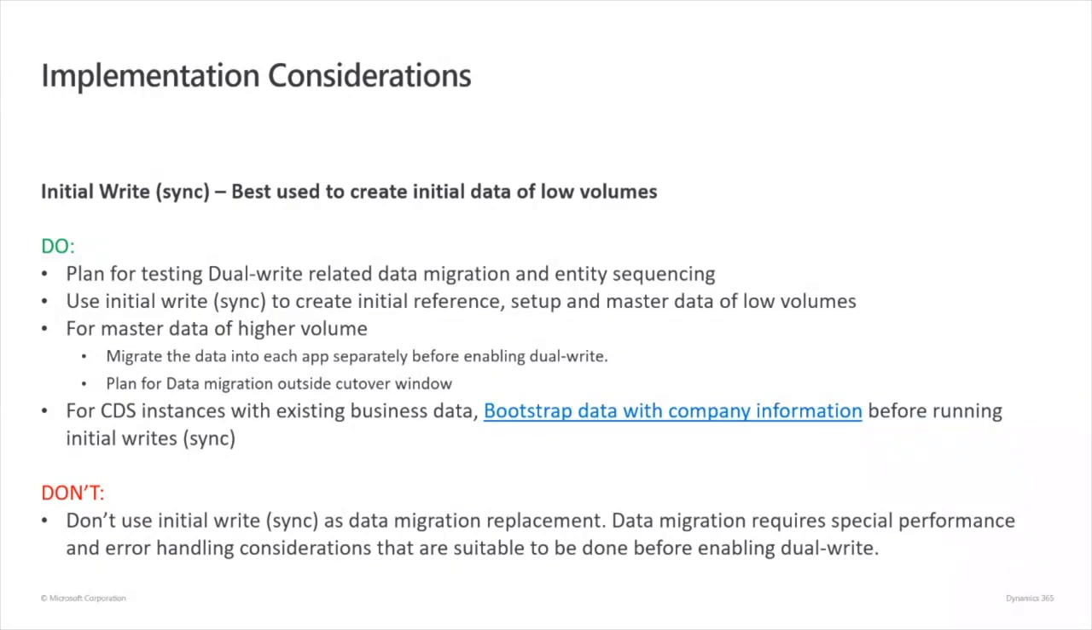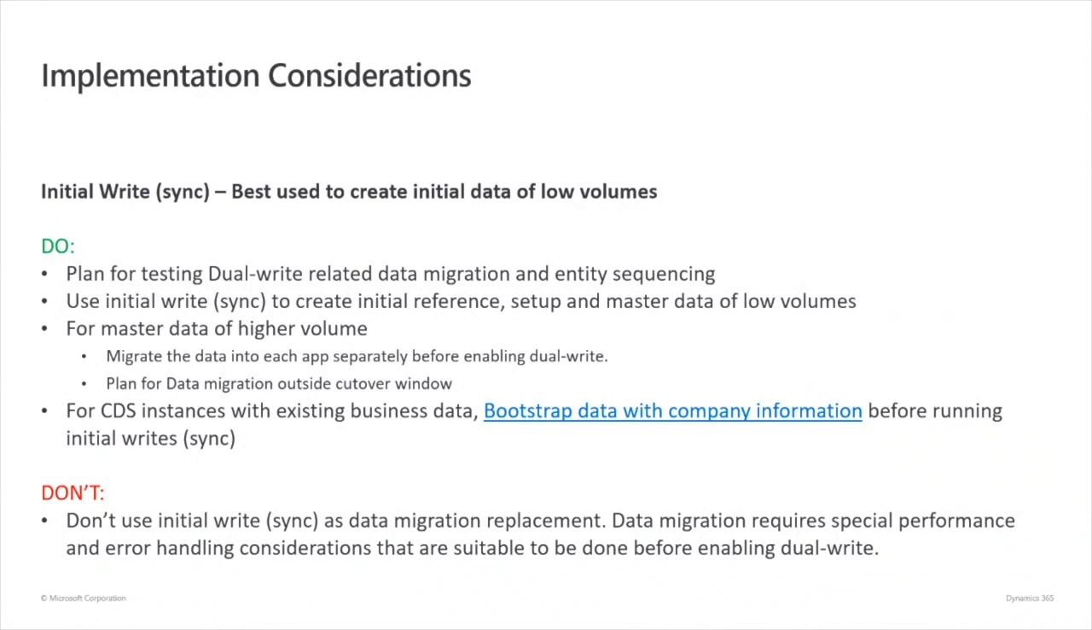We support different scenarios. You can be coming with a fresh finance and operation and CDS instance without any data, or you could be coming with a CDS instance with existing business data. Now, if you are on the latter, before you can actually use dualwrite with that CDS instance, you need to bootstrap this data with some company information before running the initial writes. We have already provided some sample .NET code that allows you to do that company bootstrapping, and we have some documentation around that in this link.